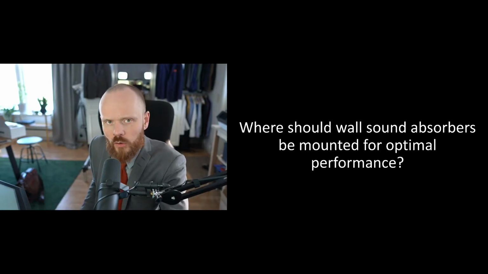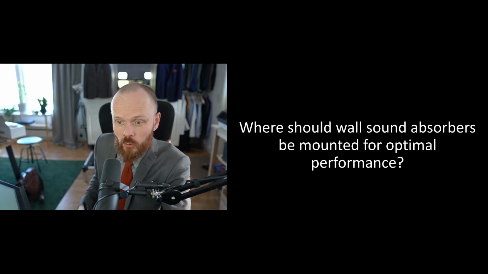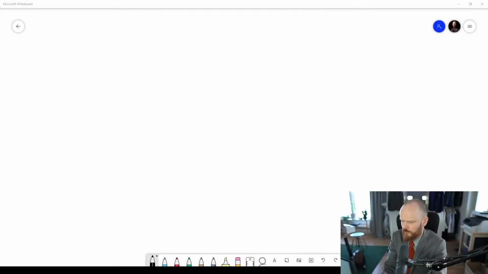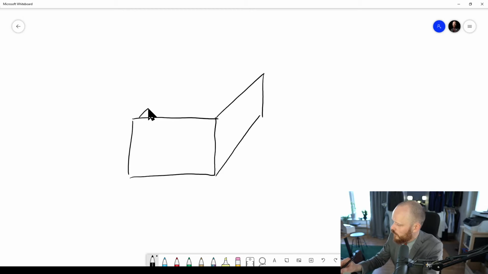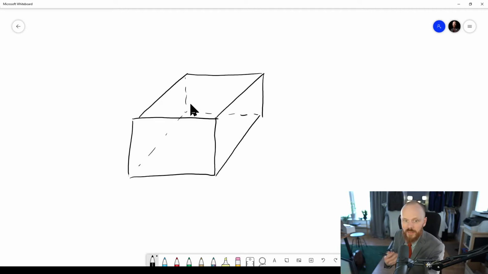Where should wall sound absorbers be mounted for optimal performance? I'm going to give you some guidelines, some rules of thumb on how you should think when you're designing a room and where you should put the wall absorbers for best possible function. So first, let's do a little sketch of a shoebox shaped room. Let's see if my perspective skills are up to speed. Yeah, so here's your room.